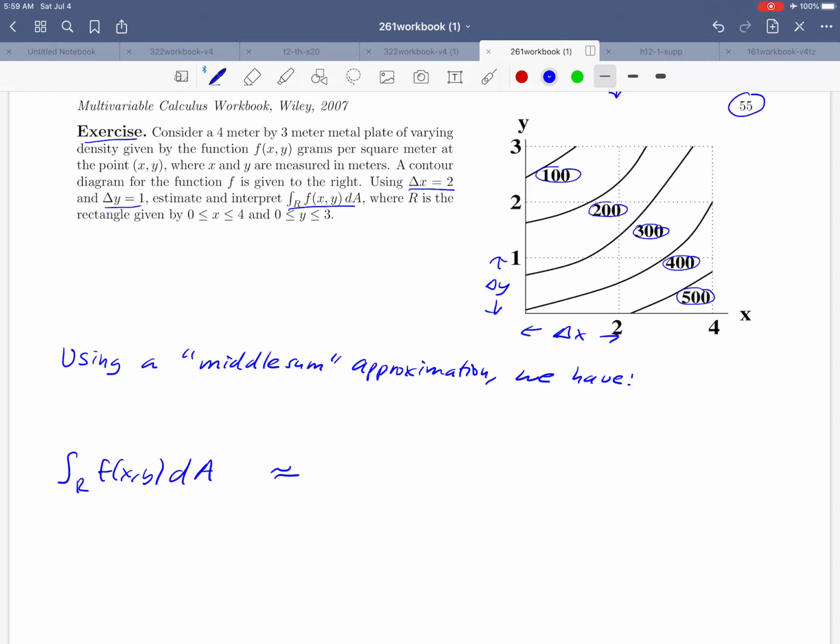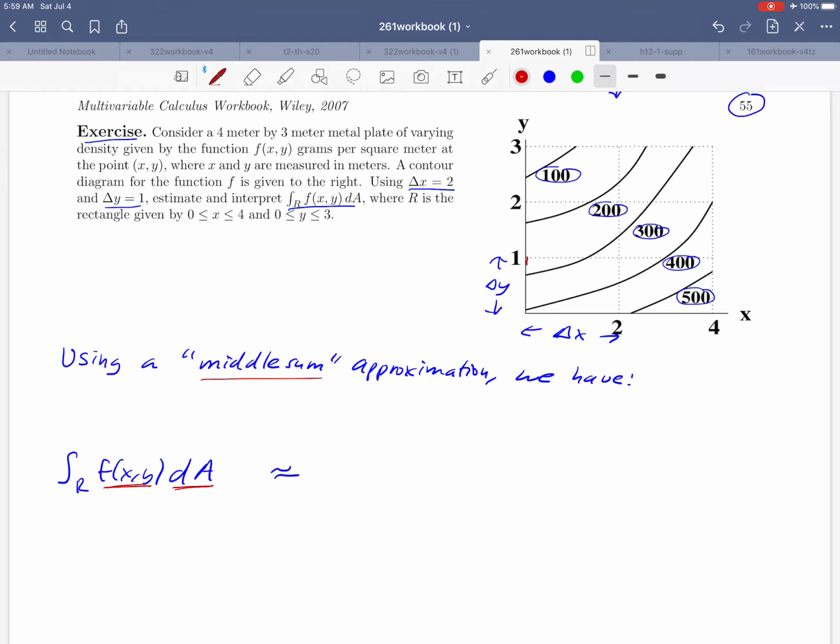Let's remind ourselves of what we're really doing when we integrate a function. It's about taking values of our function and multiplying them by areas. So what we're going to do is take our metal plate, chop it up into pieces, and then multiply values of the function times the area of our pieces. The idea of the middle sum means that we're going to take our function values at the middle point. Okay, so how does all of that work?